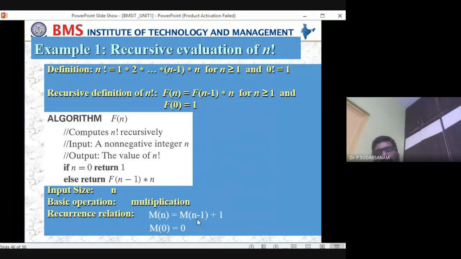You are doing multiplication operations n minus 1 times plus 1 constant. So in total you are doing n operations. That is the way of writing recurrence relation equations for recursive problems. Any doubt now about this? Next.